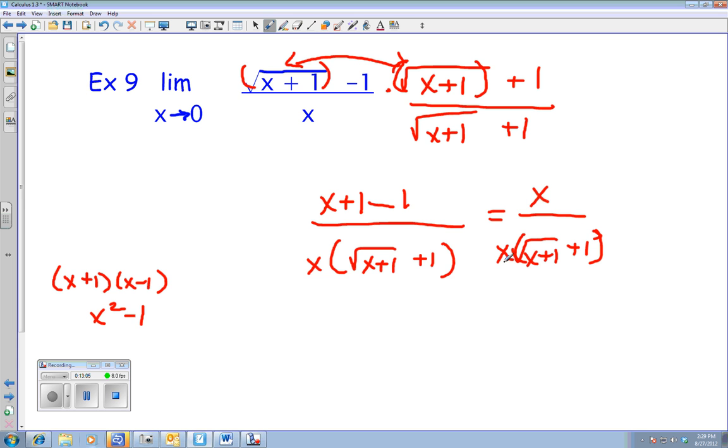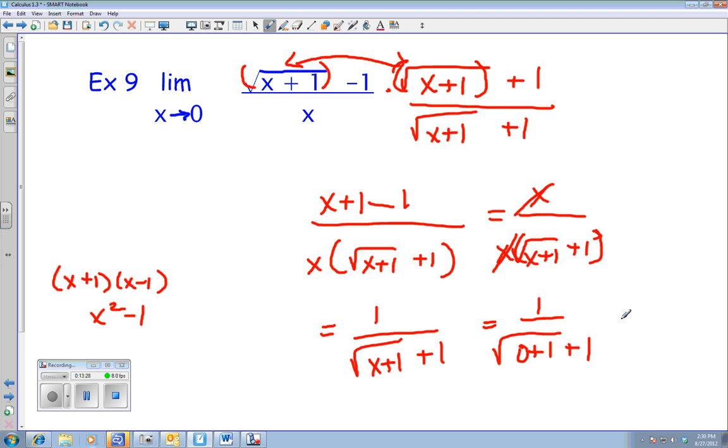So you see what happens here? My x's are going to cancel. That's a really good thing. Because now I have a 1 on top, x plus 1 left on bottom. And now I'm going to use direct substitution again. I'm substituting in 0. 0 plus 1 plus 1. So you see what we're going to have? 1 over square root of 1 is 1. 1 plus 1 is 2. 1 half. Okay, if we need to work another one like that in class, we will.